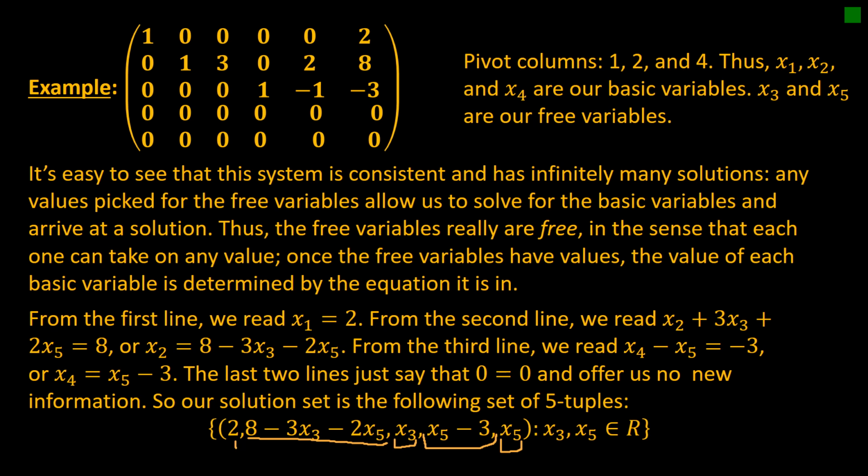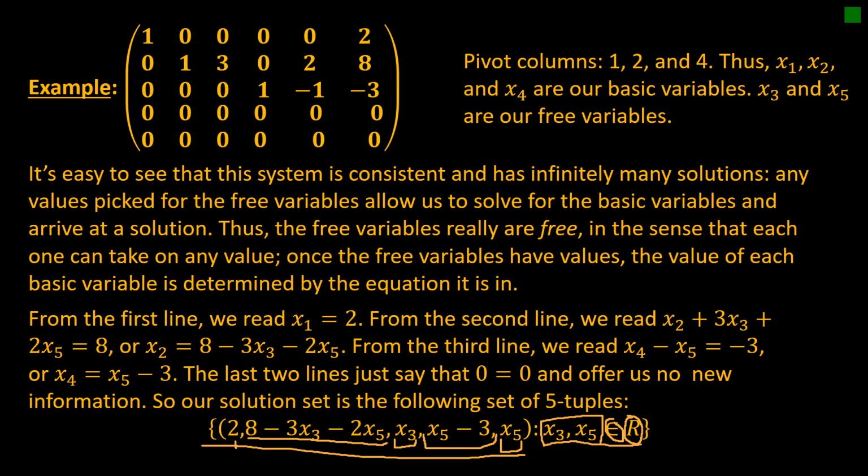This is important to understand: I'm saying x3 and x5 are elements of the real line, the set of real numbers. That symbol means element of, or is a member of the set. So I'm saying you are free to pick any values you want for x3 and x5 and plug them all in here, and you will have a 5 tuple that solves the system.